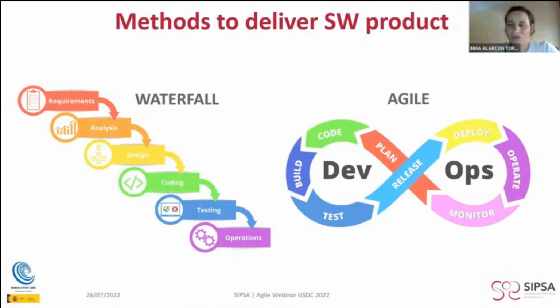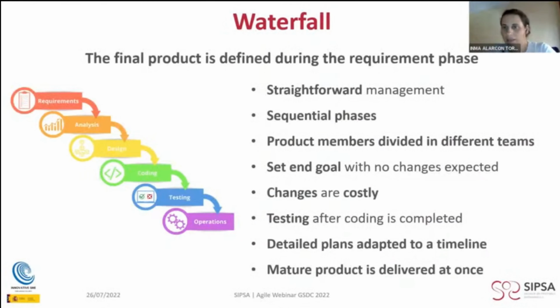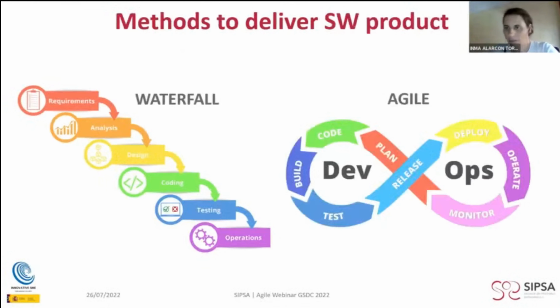I think this image also presents the idea and the concept behind it. It's a method which is much more iterative, making small complete cycles. You have planned something, then you code, then you build, test, release, and put it into production operation, and then you monitor this. And this is continuous. So it's really clear, with this view, the difference between one method and the other.